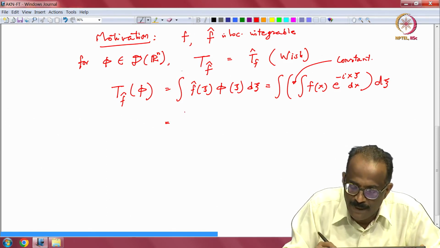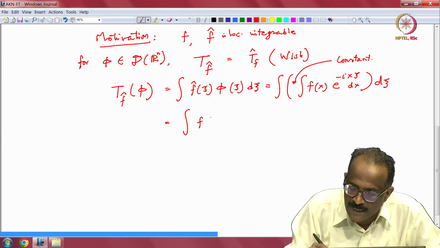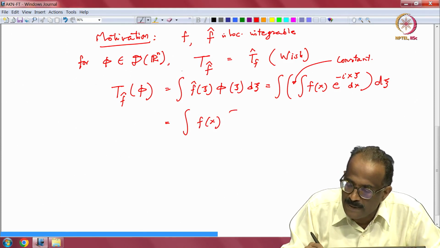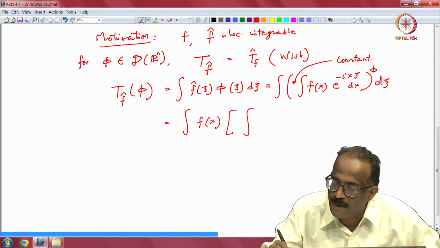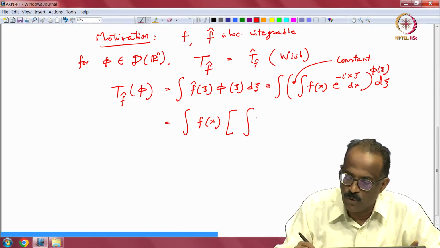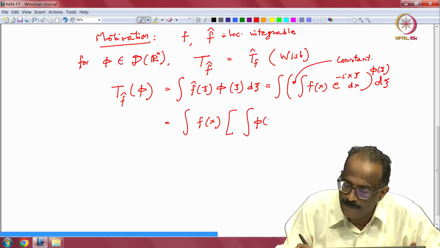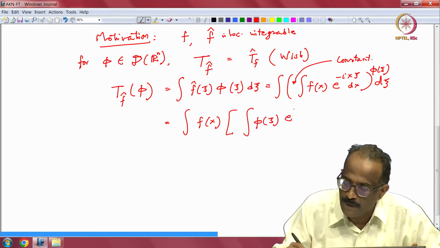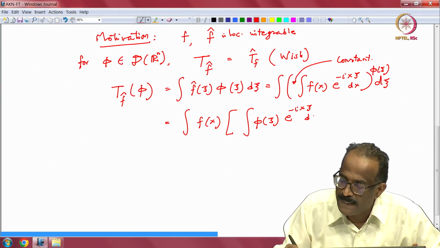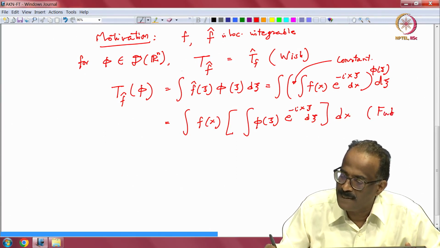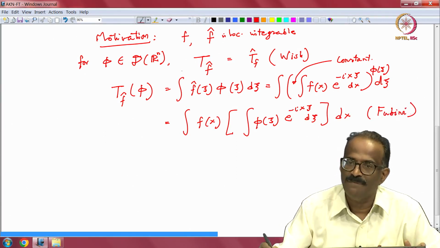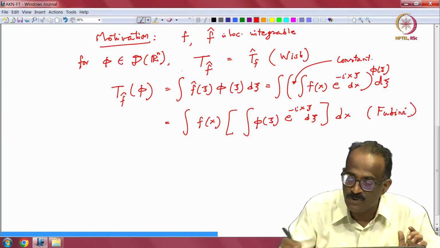When you use Fubini, you will have f of x here, and then there is a φ of ψ dψ here. So, you will have φ of ψ e power minus i x ψ, dψ dx, by Fubini. As I said, do not worry about the validity, that is for when you want to check it.